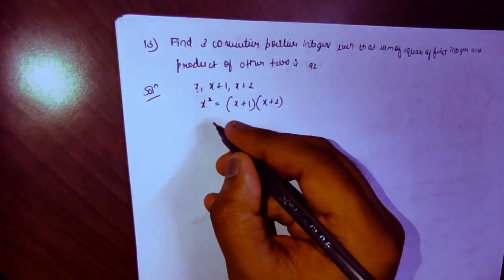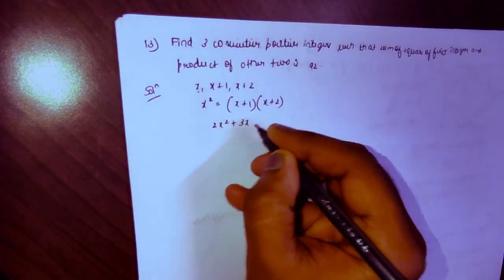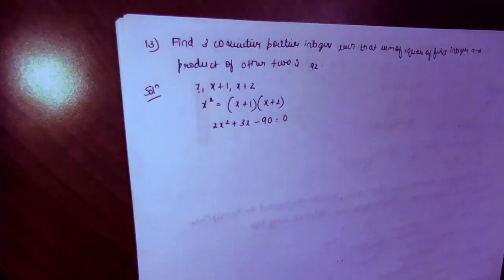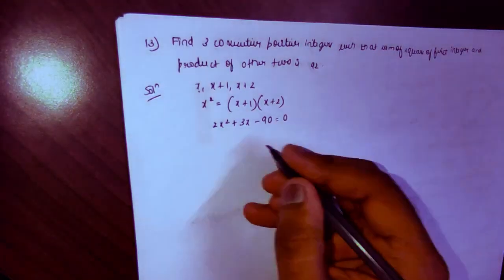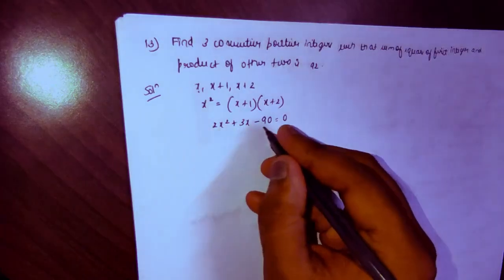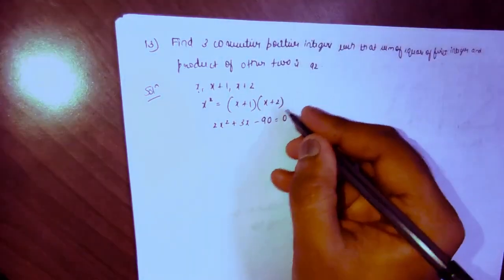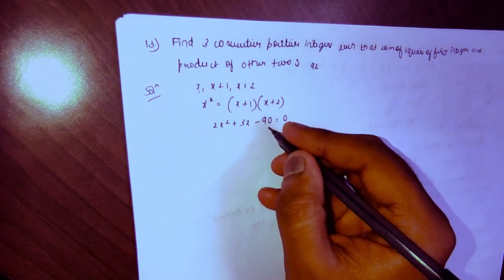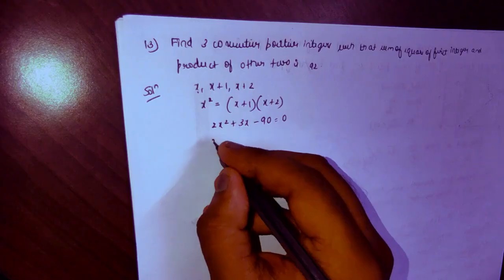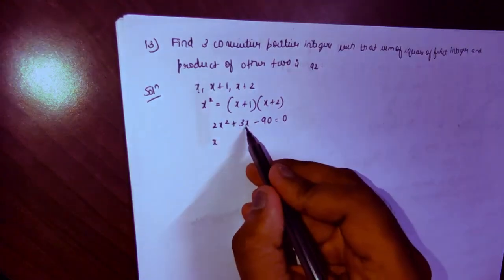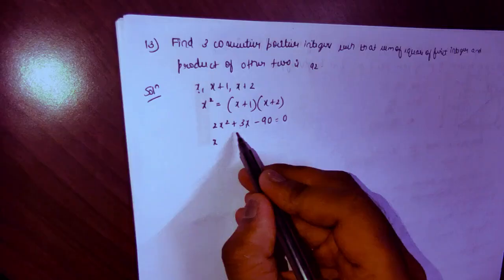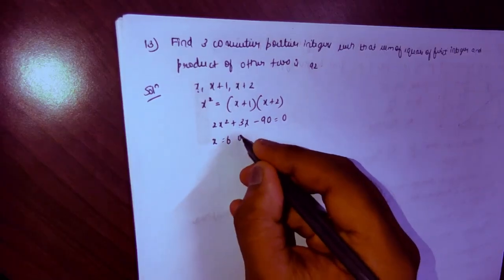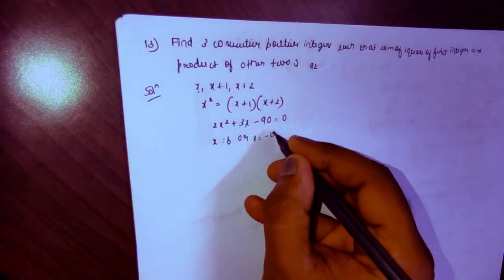By expanding this, we will get a quadratic equation, that is 2x square plus 3x minus 90 is equal to 0. You can solve this by using the quadratic equation ax square plus bx plus c, taking a as 2, b as 3 and c as minus 90. Or else if you solve it directly, you will get the answer by splitting 3x as minus 12x plus 15x. Then if you take common factors, we will get the value of x, that is x is equal to 6 or x is equal to minus 15 by 2.